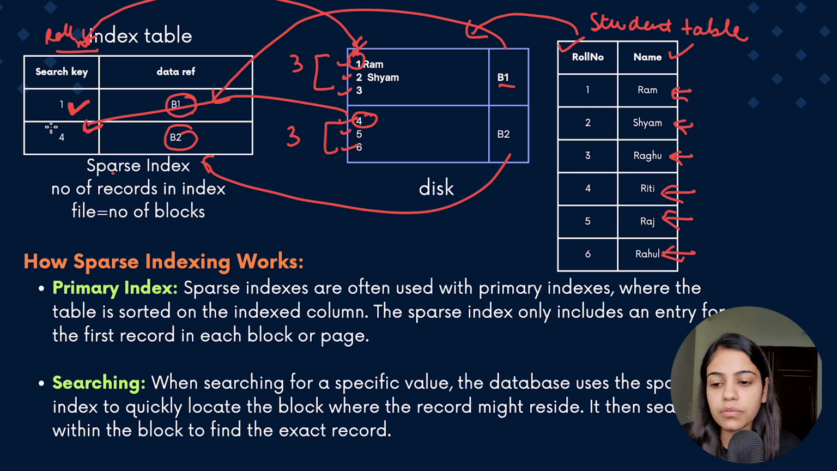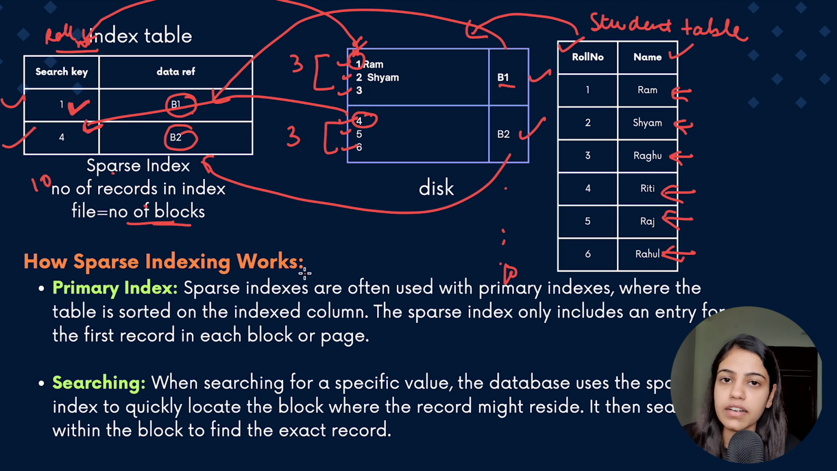So how many entries could be there in the sparse index? It is equal to the number of blocks which are present. Here you can see that there are 2 blocks, so there are 2 entries present in the sparse index table. If there were 10 blocks present, there would be 10 entries in my sparse index table. So it is equal to the number of blocks the hard disk has.